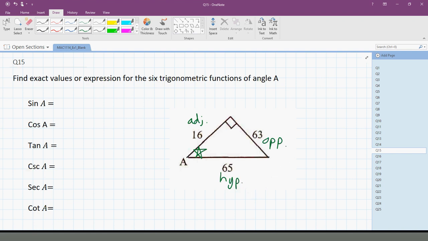So all we got to do now is just write our trig functions. So sine is who over who? 63 over 65, which is very good because remember sine is the opposite over the hypotenuse. Cosine, who is that? 16 over 65.